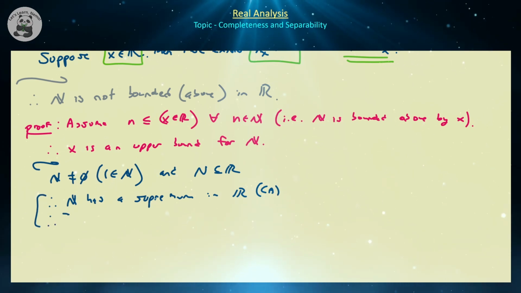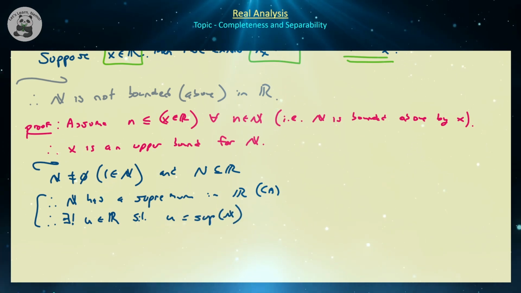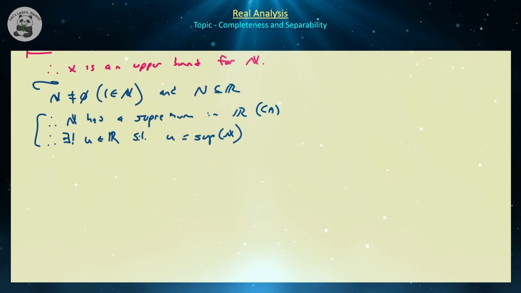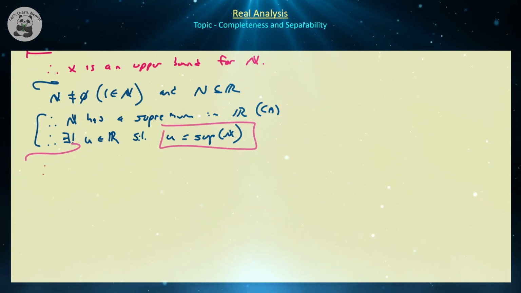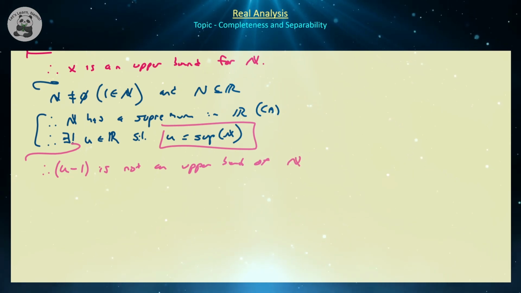So another way of saying that is that there exists a number, in particular there exists a unique number, because we know supremums are unique, such that u is the supremum of the set of natural numbers. Right? So keep in mind, if it's a supremum, it's an upper bound, and it's the least of those upper bounds. Right? So if u is the least upper bound of n, then that means u minus 1 is not an upper bound of the set of natural numbers. And that's extremely obvious in the case that u is a natural number.